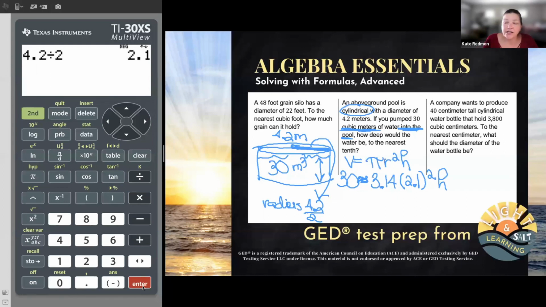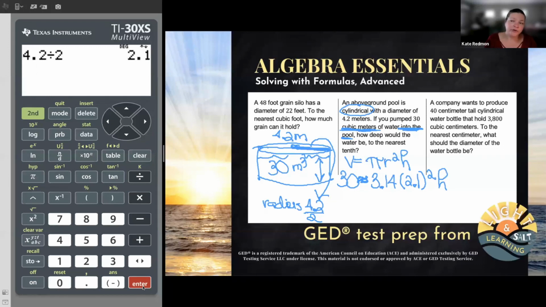Nice. Next thing, you can see that this time the numbers aren't all on the same side of the equal sign or the approximately equal to sign. We have numbers on the left. We have numbers on the right over there with the variable. Now the algebra is getting a little trickier. I'm going to have to solve for h.